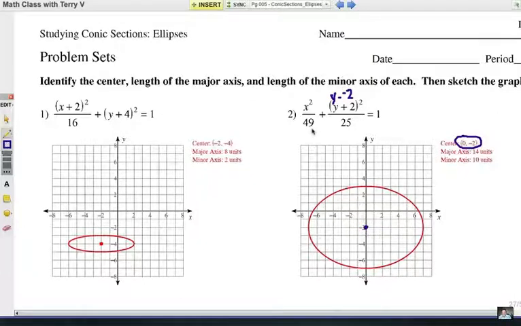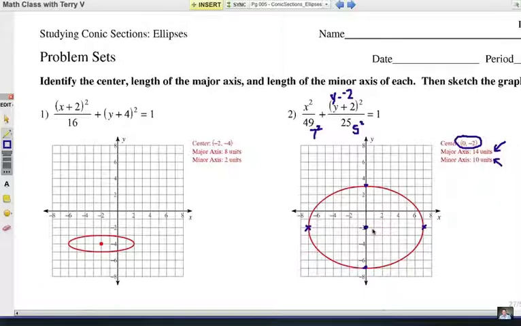Now 49, of course, is 7 squared, and 25 is 5 squared. And so we're going to go 7 in the right and the left directions and locate the vertex right there and right there. And that will be our major axis, total of 14. And the minor axis is 10 because, of course, we're going 5 up and 5 down. All right, so I have our vertex right there and right there. All right, so once we have those 4 vertexes in the center, we can draw our ellipse.